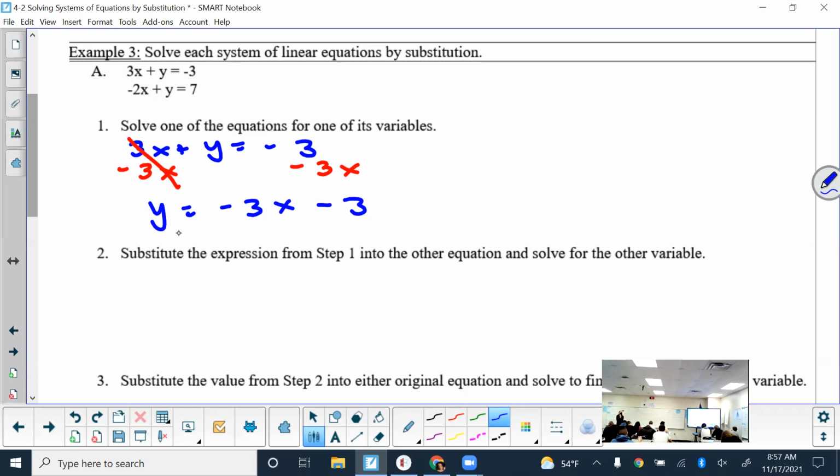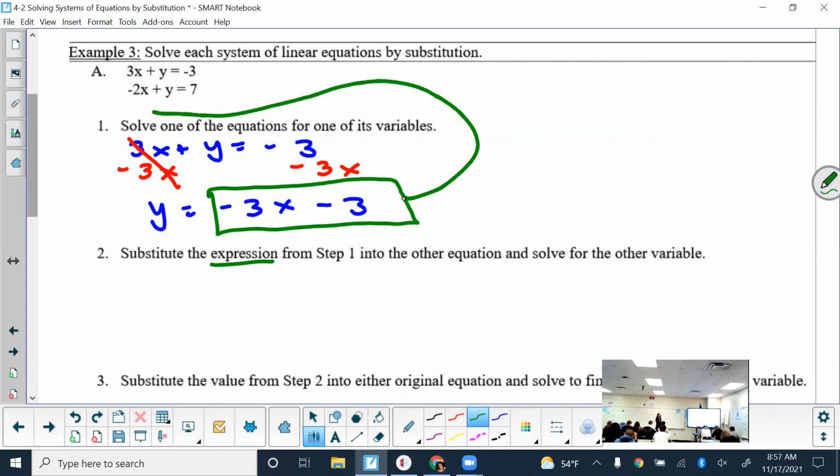All right, step 2, we're going to substitute the expression. So if you don't remember what expressions are, they're like not equations, they're mathematical sentences, but without the equal sign. So we're substituting the expression from step 1 into the other equation and solving for the other variable. So the equation that we didn't touch, this one, is where we are plugging in that expression.